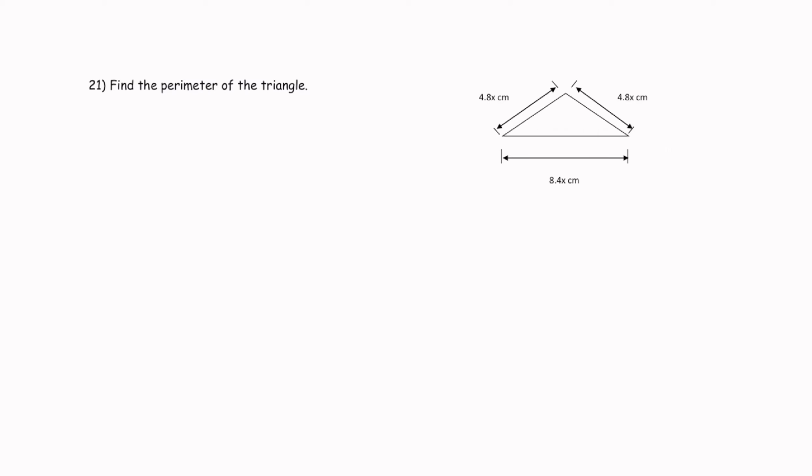Okay, we are already on word problems. Story problems. Find the perimeter of the triangle. You know what's perimeter, right? So when you add all the sides, that's the perimeter, the border we are talking about. So perimeter is adding all of them. So it's going to be 4.8x plus 4.8x plus 8.4x.